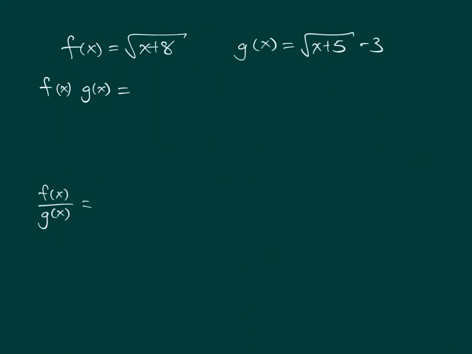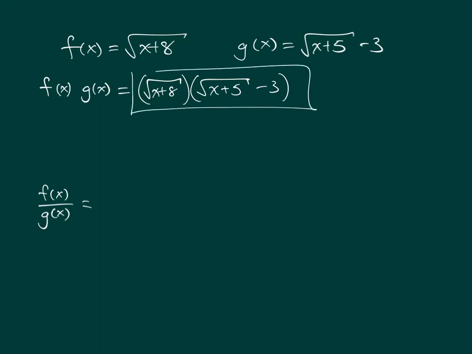So on this slide, I will be finding the product of these two functions. These are the same functions that were given on the last slide. And again, when you have the square roots inside your functions, it does us no good to actually go through and perform the multiplication. So when we multiply these two things together, we will be left with the square root of x plus 8 times the square root of x plus 5 minus 3. And that's it. That is the multiplication of these two expressions, of these two functions.